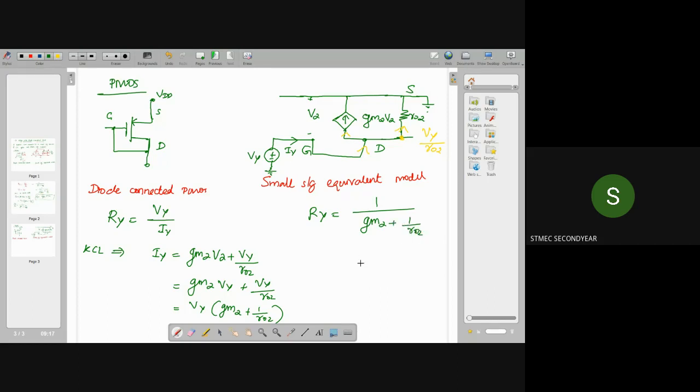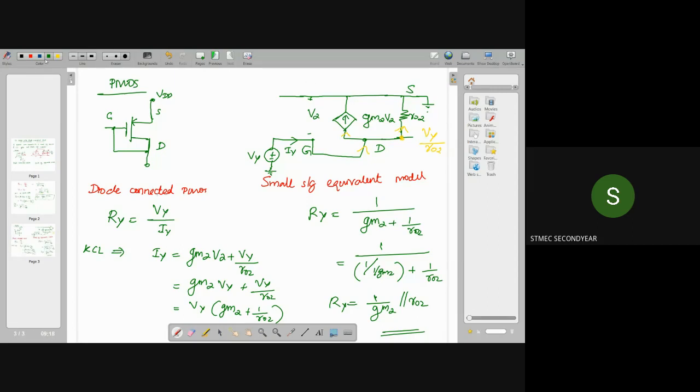Now, the same case, that is here I am writing 1 by gm2 as 1 by gm2. Okay. So this is 1 by gm2 itself plus 1 by ro2, so that I can take this as parallel combination of 1 by gm2 and ro2. So this is the Ry. Okay. So from these cases, what we can conclude is that in both cases, that is, if you are using either PMOS or NMOS as diode connected load, here the effective resistance offered by this diode connected load is 1 by gm parallel to ro.